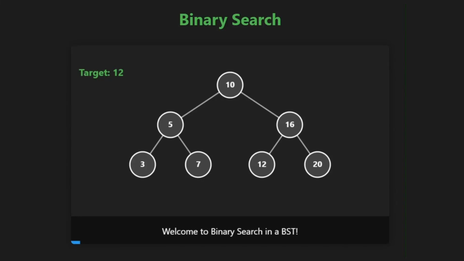Welcome! Let's see how binary search works in a binary search tree, or BST. A BST is a special kind of tree where each node has at most two children. And here's the rule. For every node, values in the left subtree are smaller, and those in the right subtree are larger. Let's try searching for the value 12 in this BST.